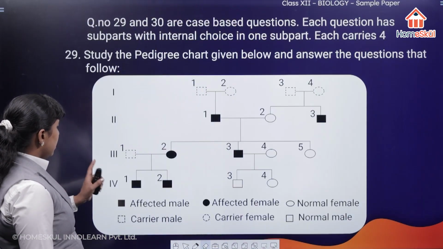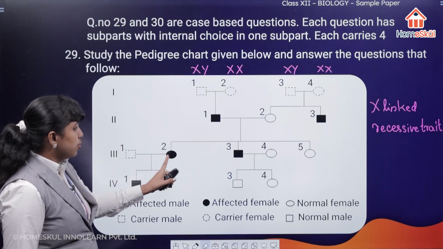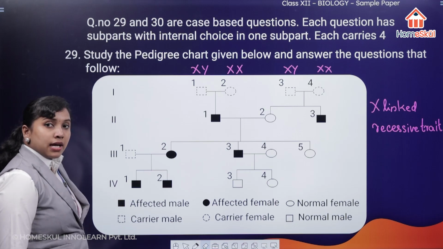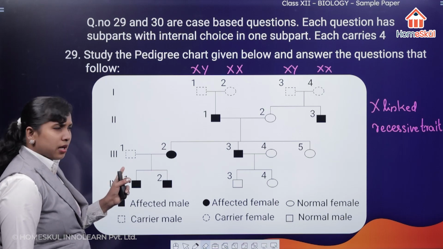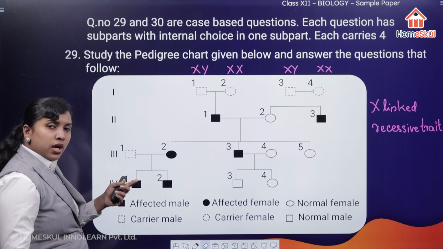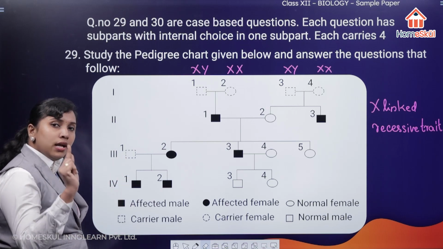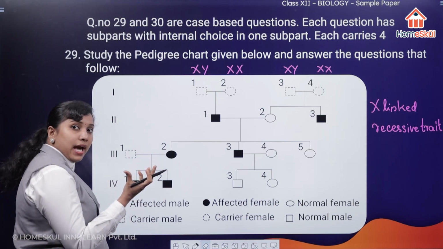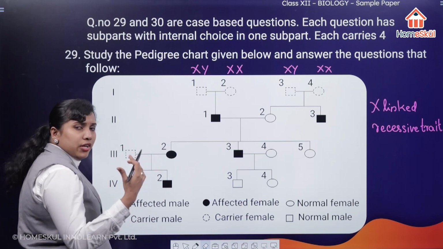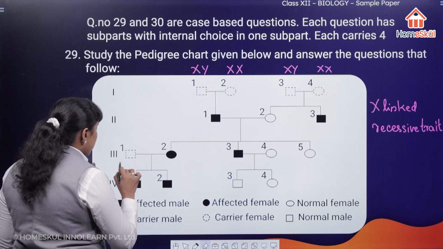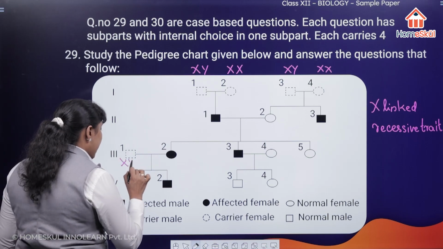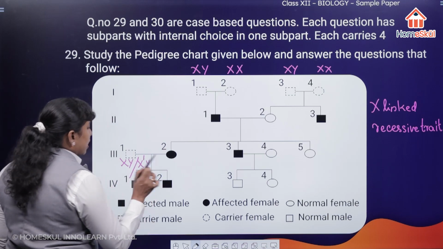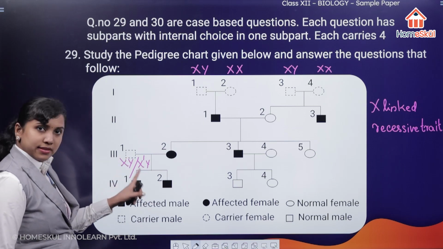Let us see the genotype of 1, 2, 3 and 4 of the third generation. See here the male is a carrier. It is shown that he is a carrier, but sometimes he will be affected also. It is said that he is having one defective X chromosome, so we can represent it like this. Either he will be a carrier or sometimes he will be normal. We don't know the exact status of him. So sometimes it will be XY, or there is a possibility that he will be having a defective X and a normal Y.